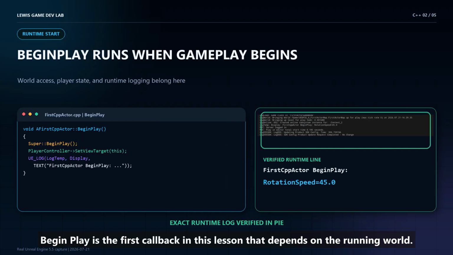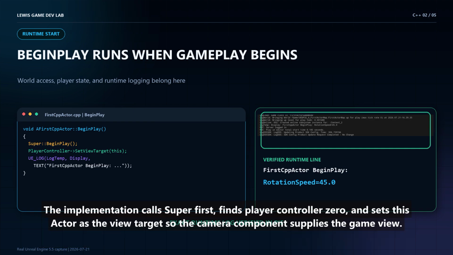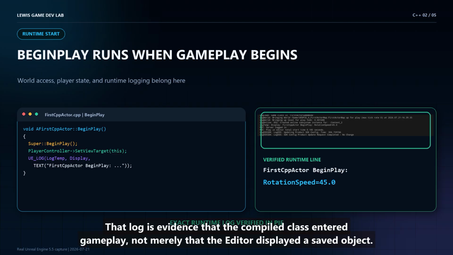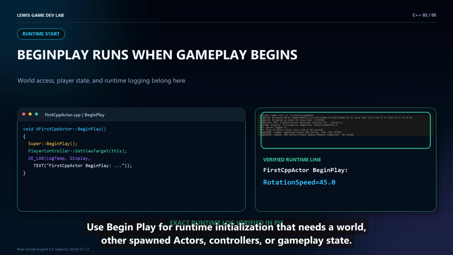BeginPlay is the first callback in this lesson that depends on the running world. The implementation calls Super first, finds player controller 0, and sets this actor as the view target so the camera component supplies the game view. It also writes the exact rotation speed to the output log. That log is evidence that the compiled class entered gameplay, not merely that the editor displayed a saved object. Use BeginPlay for runtime initialization that needs a world, other spawned actors, controllers, or gameplay state.